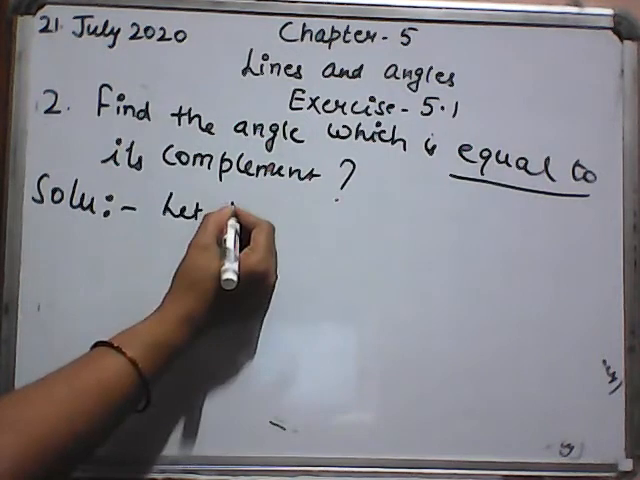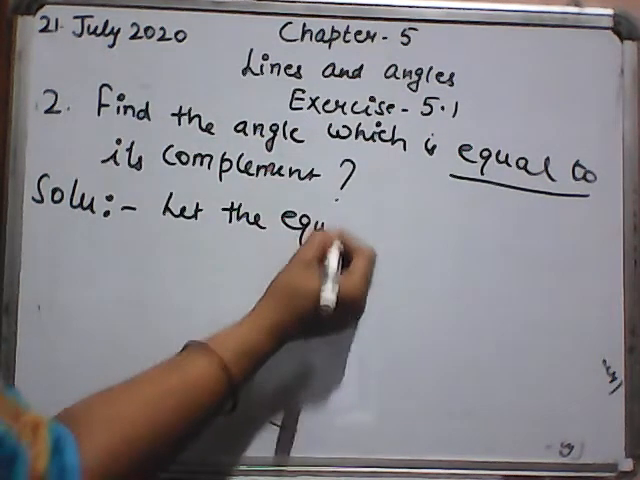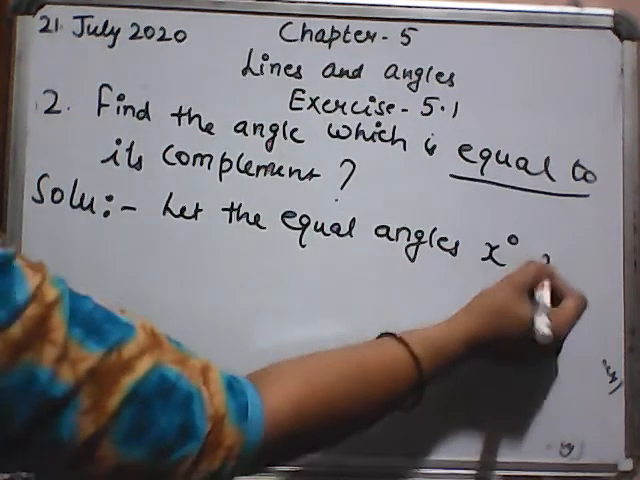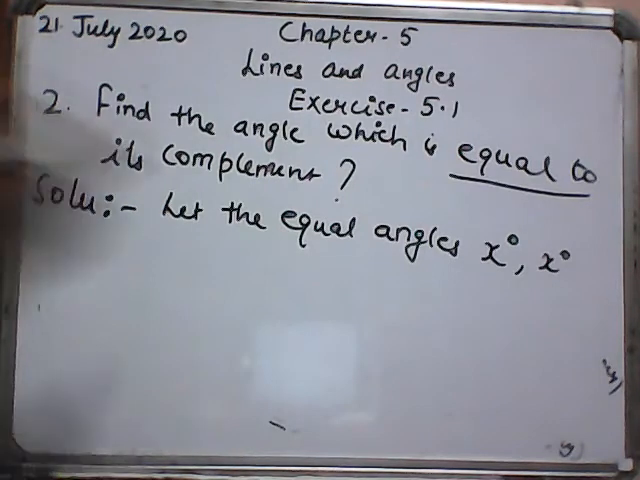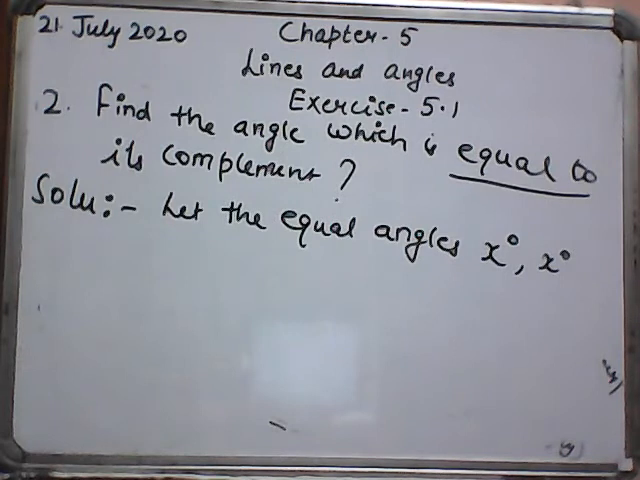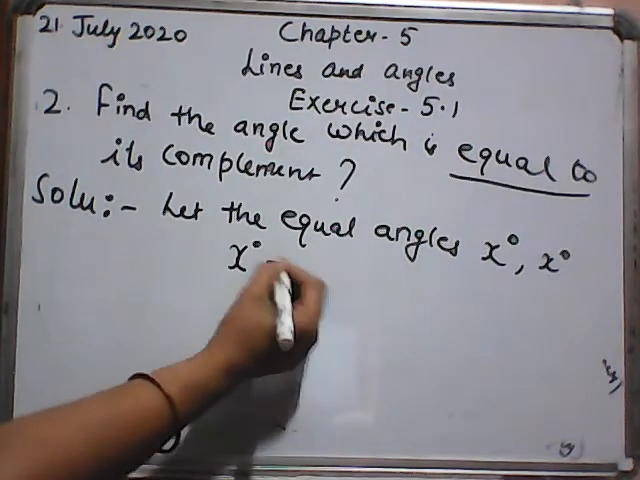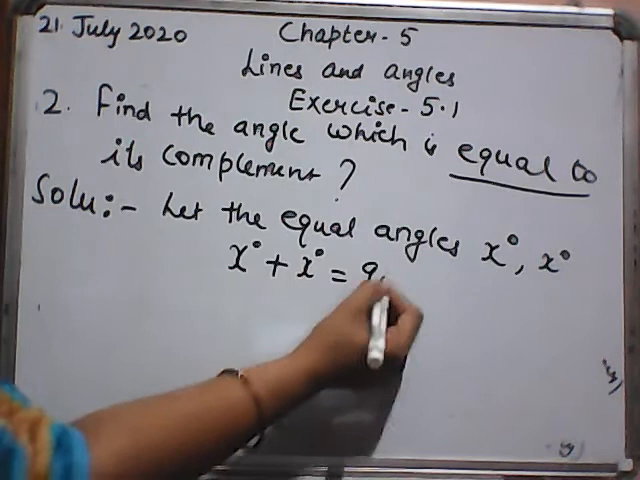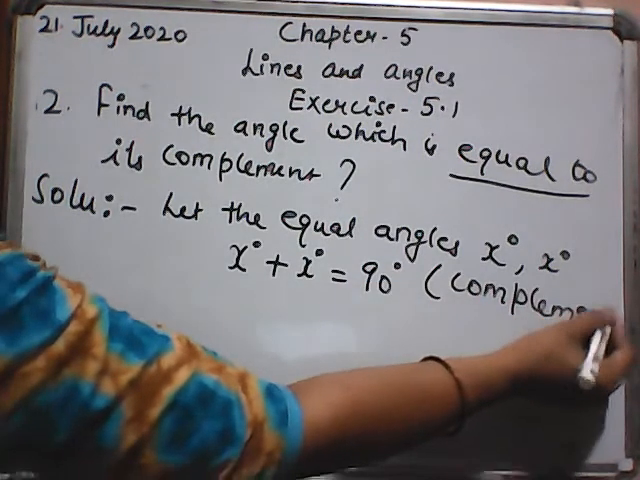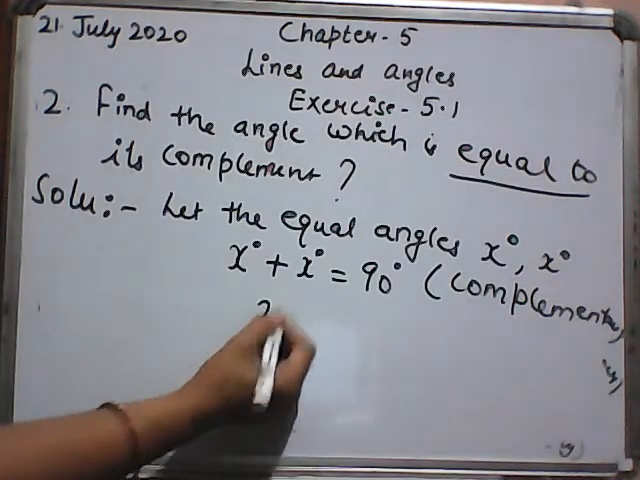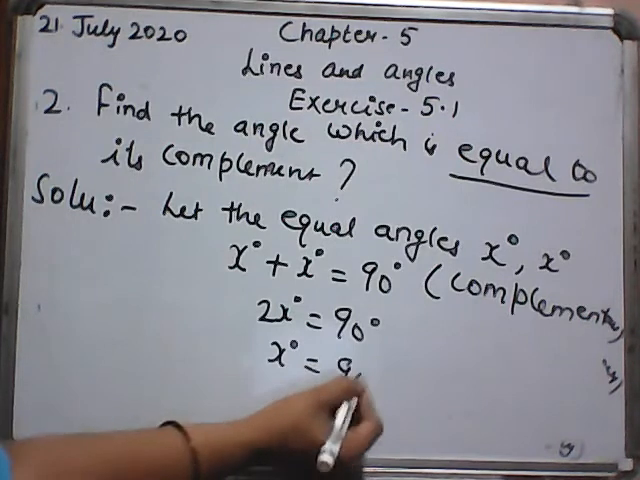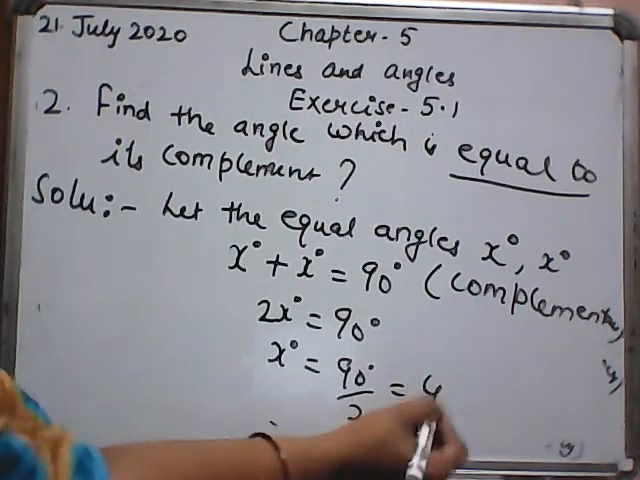Let the equal angles be x degree. Now the condition is given, its complement. Complement means the sum of these two angles is 90 degree. x degree plus x degree is equal to 90 degree, as we are given the condition that these two angles are complementary. x plus x is 2x degree, which is equal to 90 degree. Now we can find the angle x. 90 degree divided by 2, that is 45 degree.